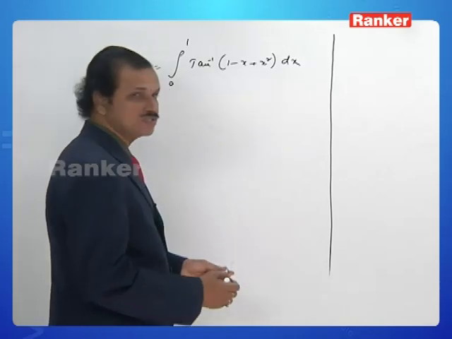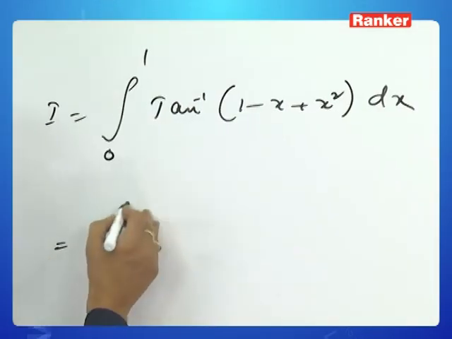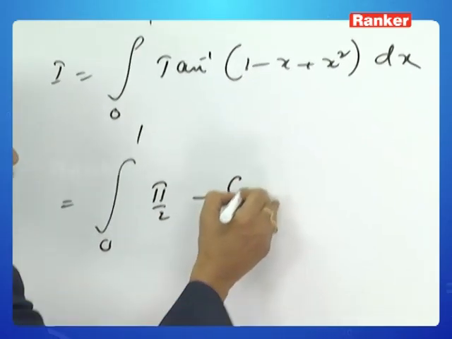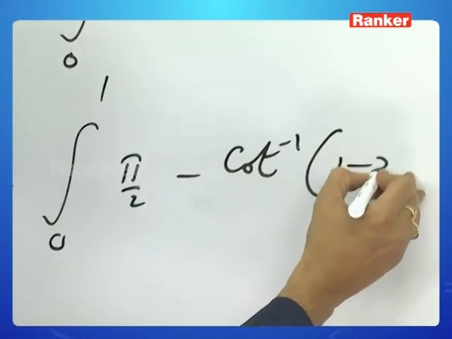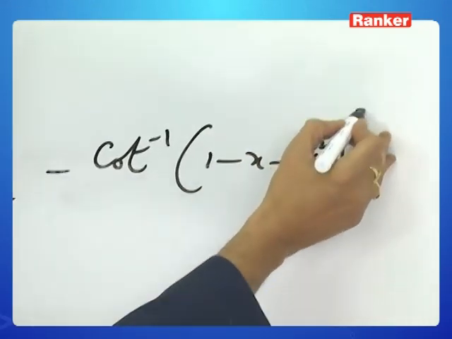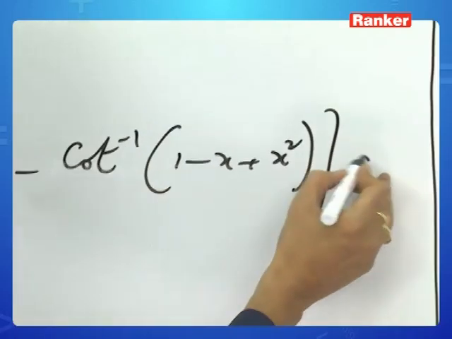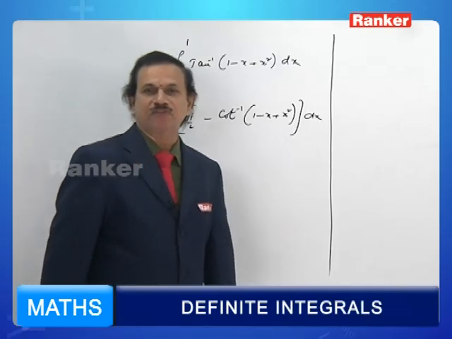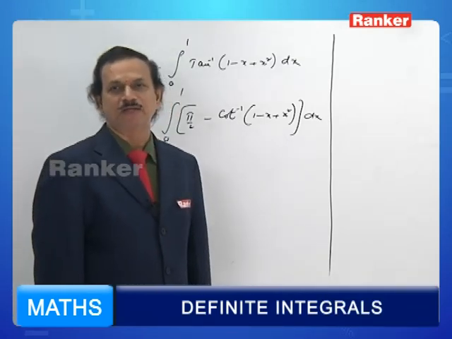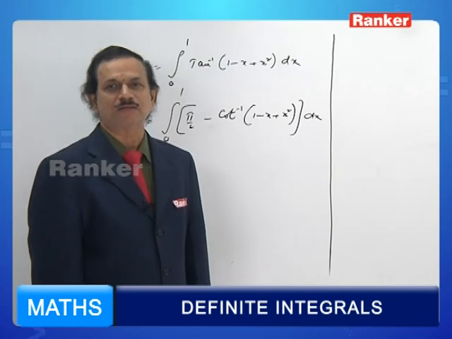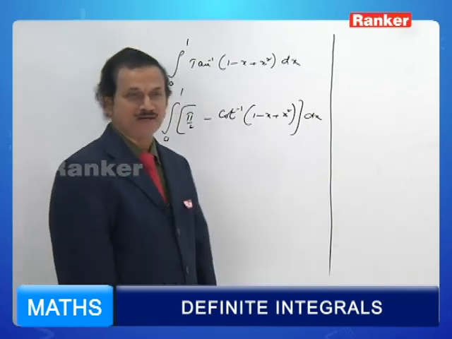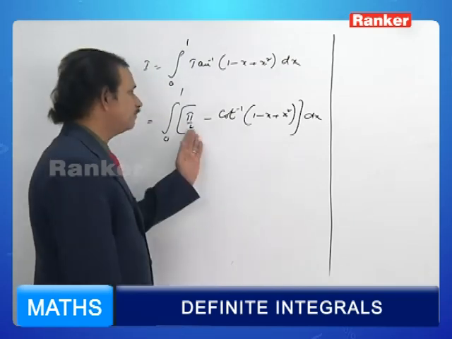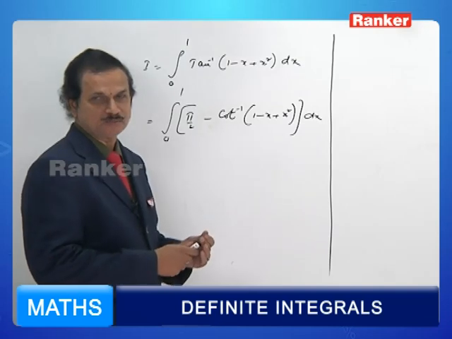Okay, we shall change it. How? This is equal to integral 0 to 1 pi by 2 minus cot inverse of 1 minus x plus x square. Isn't it? Can you say okay for this? We already have tan inverse x plus cot inverse x is equal to pi by 2. Therefore, tan inverse x is equal to pi by 2 minus cot inverse x with a suitable domain. And this domain 0 to 1 is of course suitable, no problem for that. Therefore, it is pi by 2 minus cot inverse of 1 minus x plus x square. Any problem?